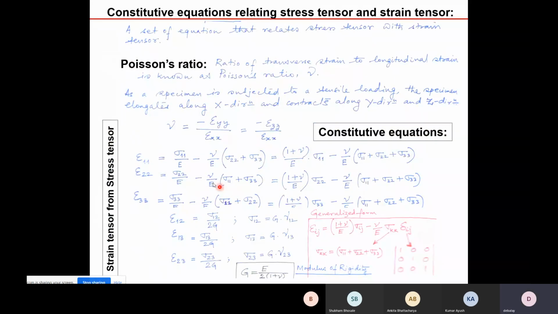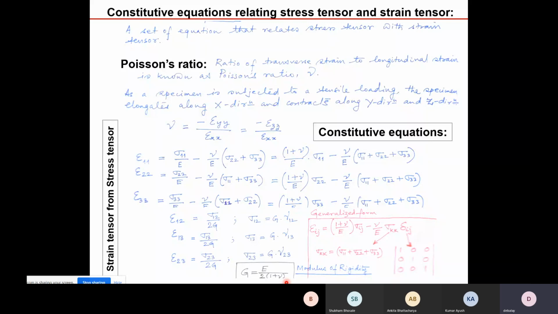Coming to the constitutive equation, the same expressions are written in this form. All the expressions are written. Sigma 12 equal to G into gamma 12, or tau 12, better to write. Tau 13 equal to G into gamma 13. Tau 23 equal to G into gamma 23. How are E and G related? G equal to E by 2 into 1 plus nu. So shear modulus equals elastic modulus divided by 2 into 1 plus Poisson's ratio. This is the way it is related.